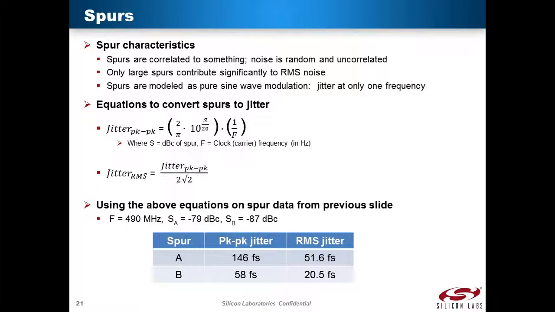Using the values from the previous slide of 490 MHz carrier frequency and levels of -79 dBc for spur A and -87 dBc for spur B, the calculated peak-to-peak and RMS jitter contributions of each spur are shown in the table. Spur A contributes 51.6 femtoseconds RMS jitter and spur B contributes 20.5 femtoseconds of RMS jitter. The contribution of these spurs is very minimal to the overall RMS jitter, as we'll see on this next slide.